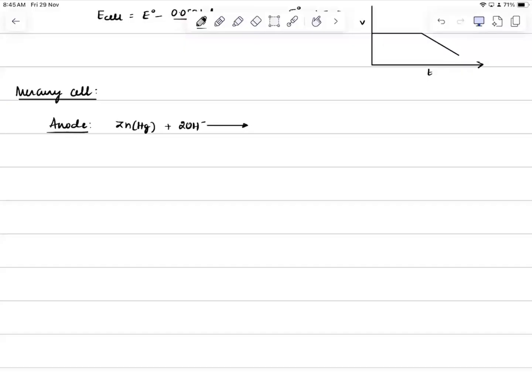In the presence of KOH, zinc will get oxidized to form ZnO and H2O plus 2 electrons plus Hg liquid. This is what you will see at the anode part. At the cathode part, you will notice HgO plus H2O plus 2 electrons gives Hg liquid plus 2 OH minus.